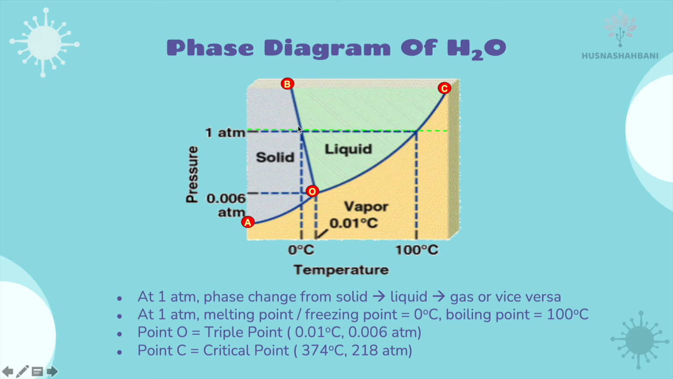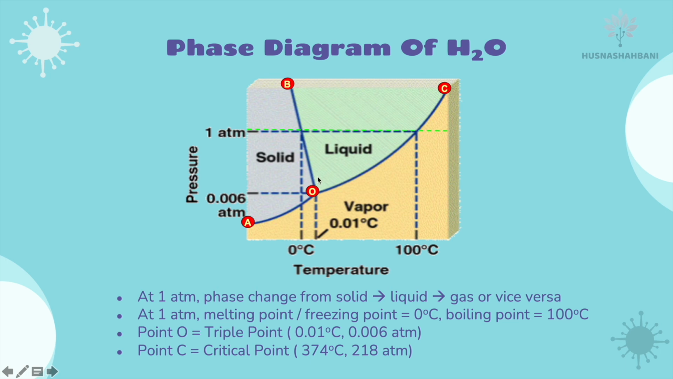And at 1 atmospheric pressure, melting or freezing point, we know melting or freezing point is the line between solid and liquid. It's at 0 degrees Celsius, and here, the liquid and gas line, liquid and vapor line. Here, the boiling point. Boiling point is at 100 degrees Celsius for water.